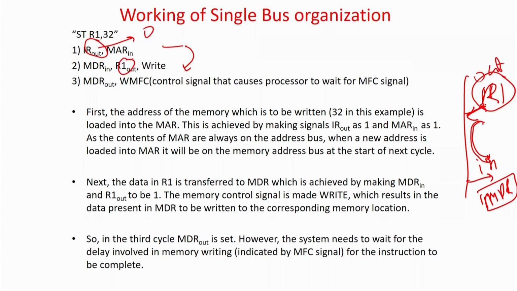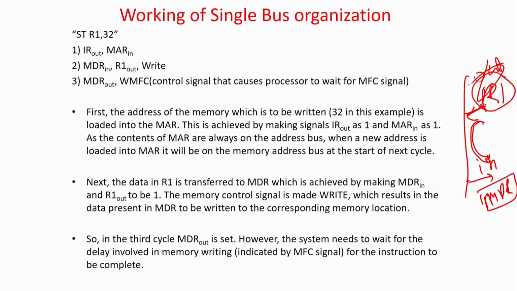But now in this case, R out is 1, and this one is in is 0. So basically, now R out is going to write to the memory data register. And now we are giving a signal called write, because the memory has to be in write mode. Now what happens? Now your memory data register already has the value which is in the register. So this phase is over.